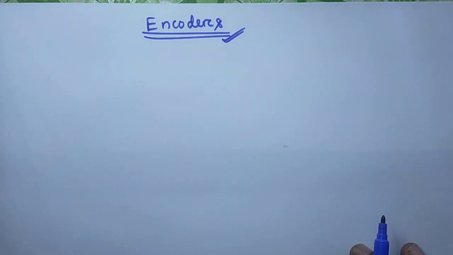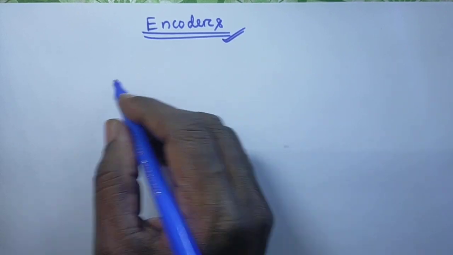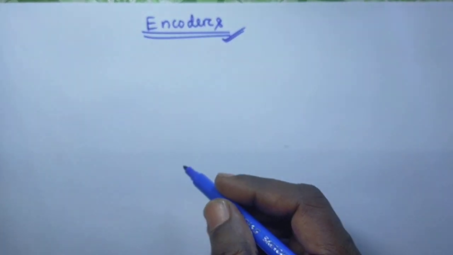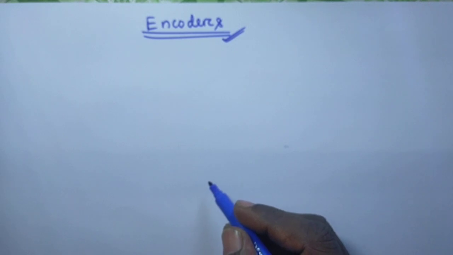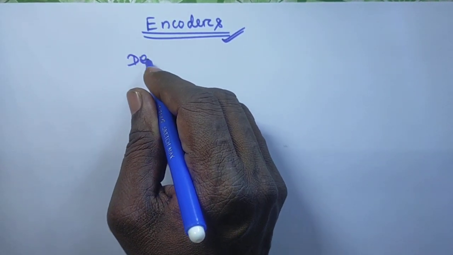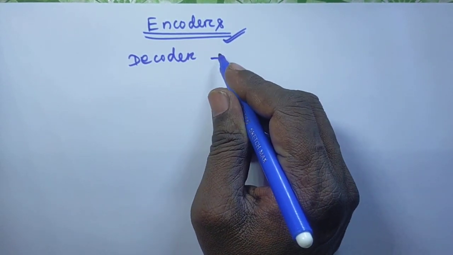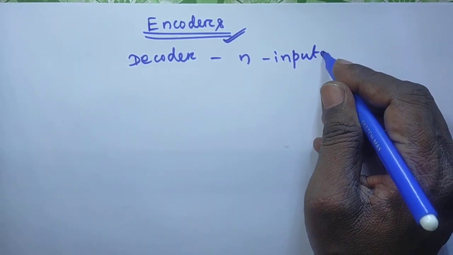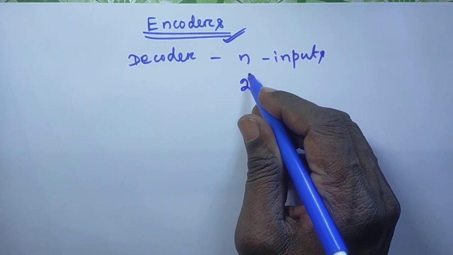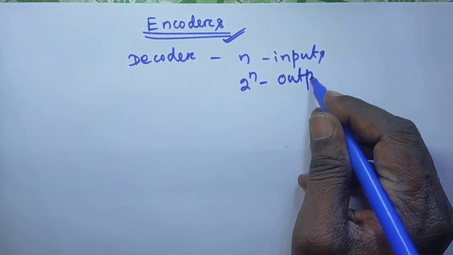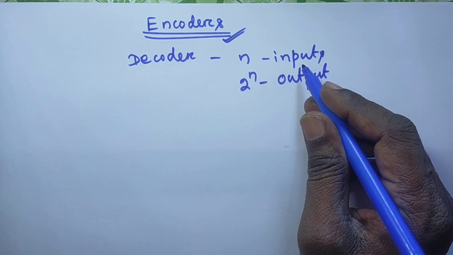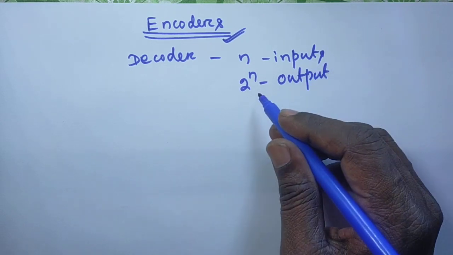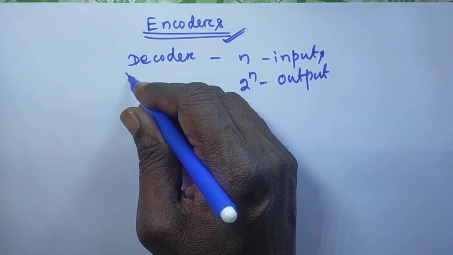Whenever we design an encoder, we can consider the reverse concept of a decoder. If we go through a decoder, for example, we consider n inputs. What is the output? 2 to the power n outputs. Whenever we take n inputs, we get 2 to the power n outputs for a decoder.